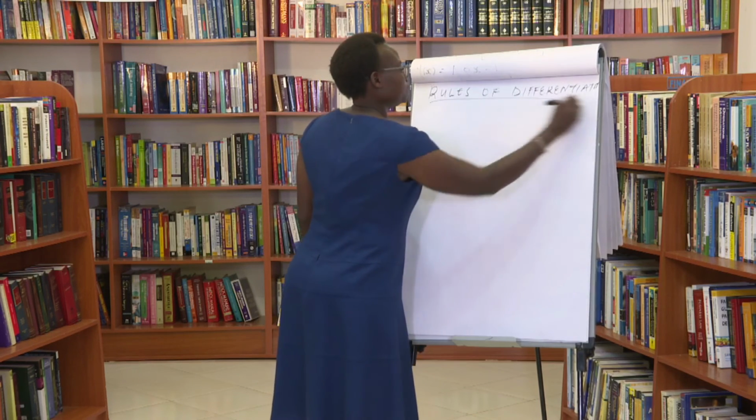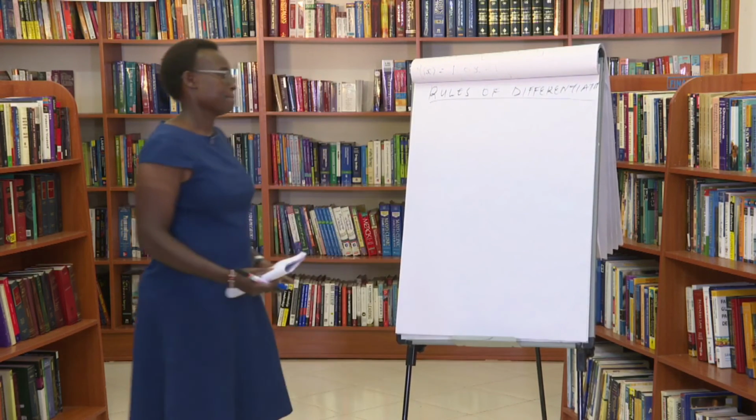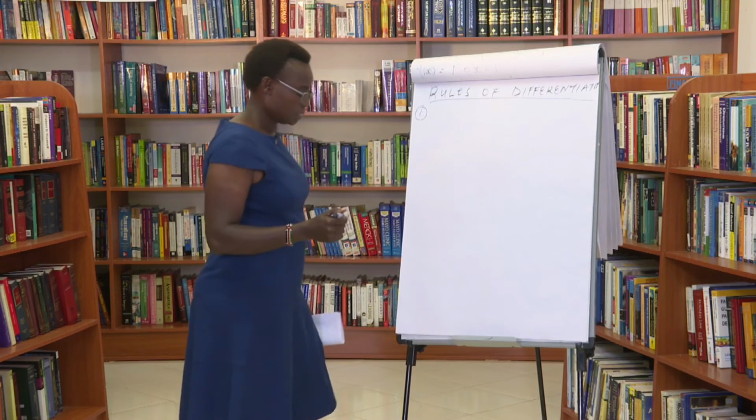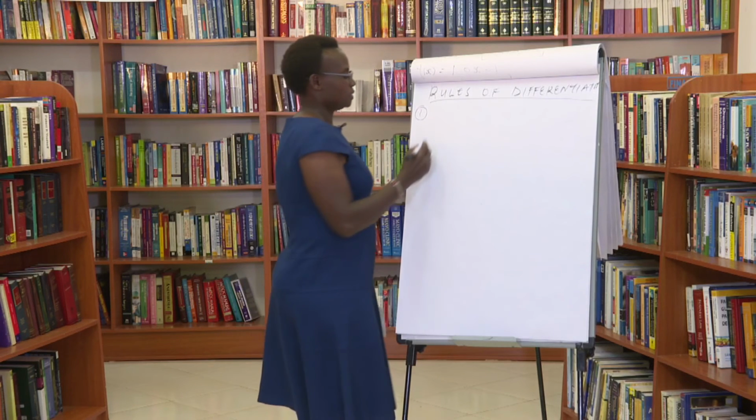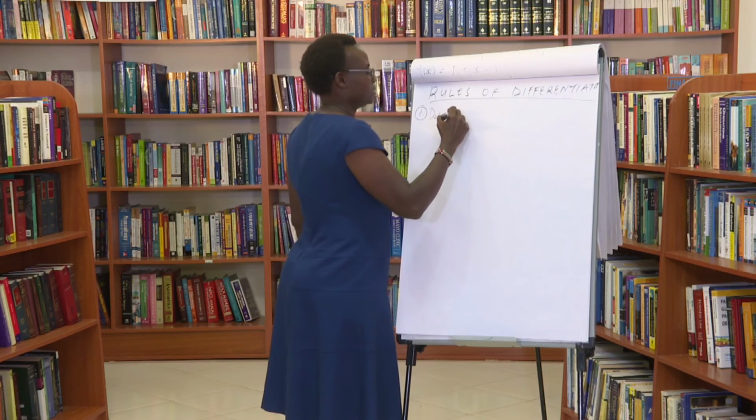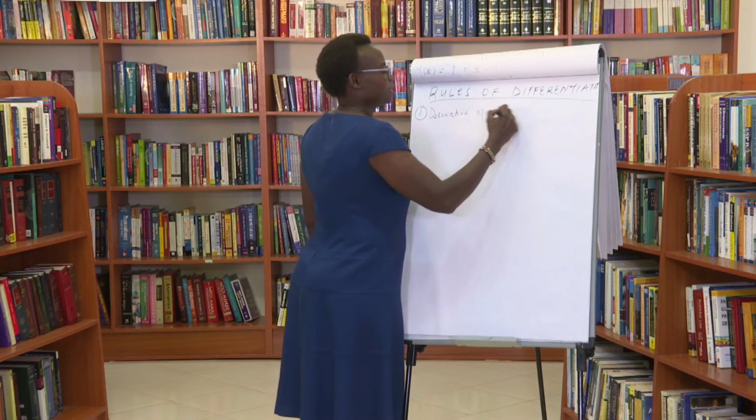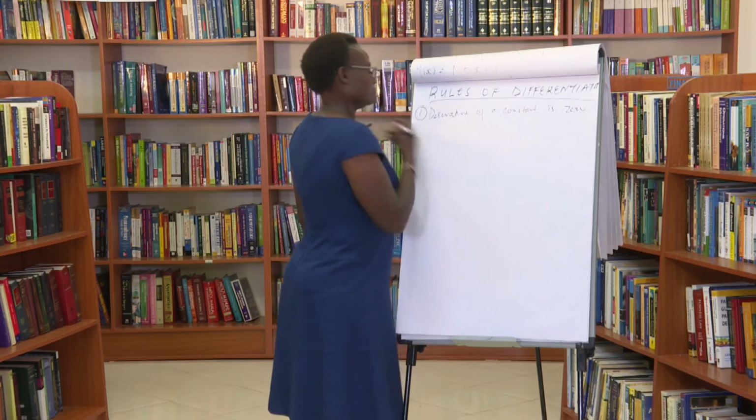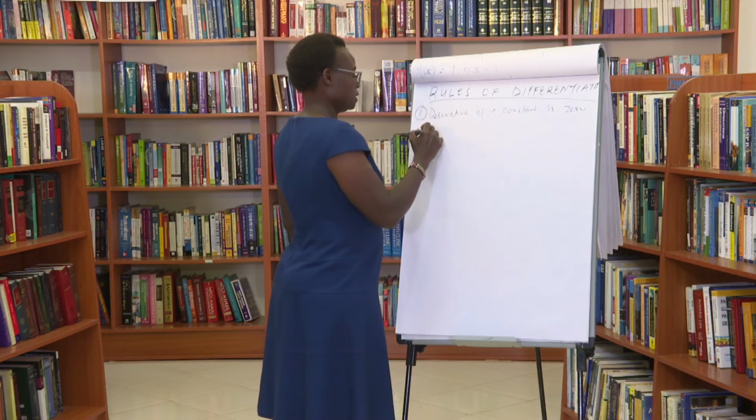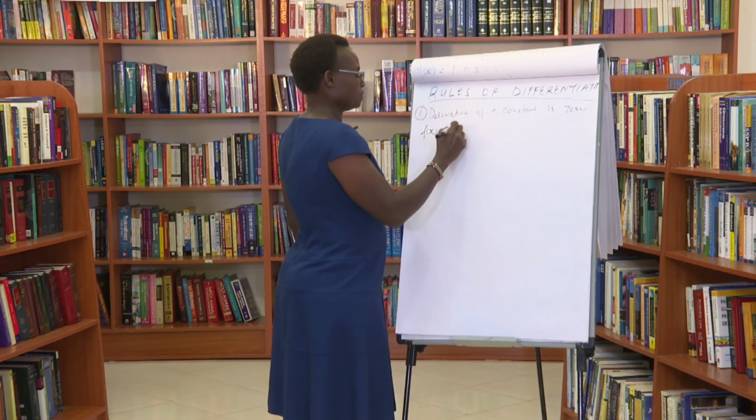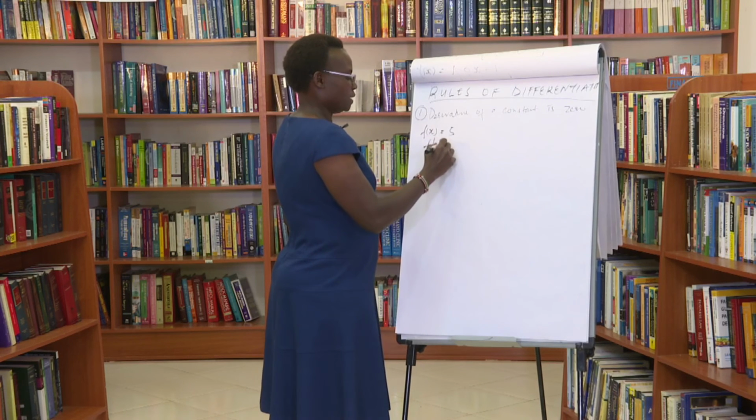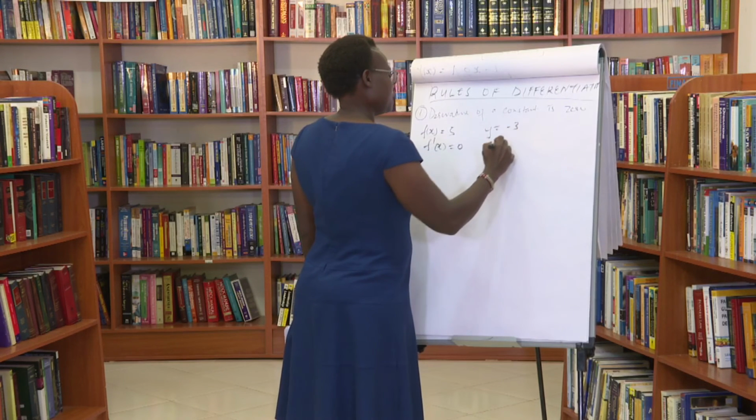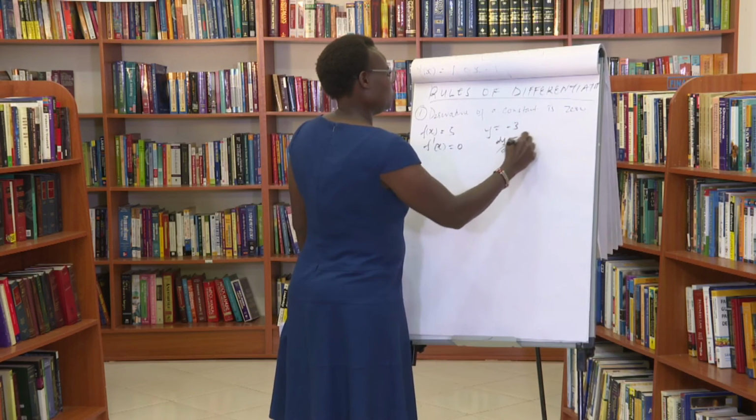So, rules of differentiation. The first rule is that the derivative of a constant is 0. So if you're given f of x is equal to 5, f bar of x is going to be 0. You're given y is equal to negative 3, dy over dx is going to be 0.